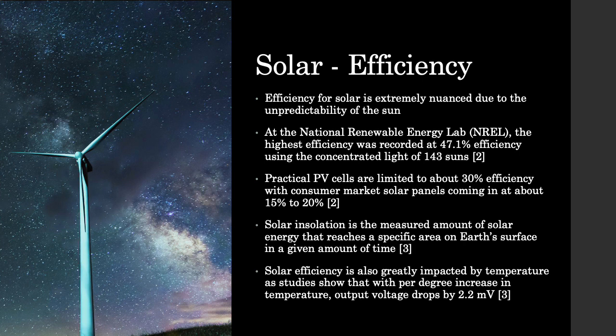Solar insolation is the measured amount of solar energy that reaches a specific area on a surface in a given amount of time. This plays another large role in calculating the efficiency of a panel due to the geographical location of the panels.